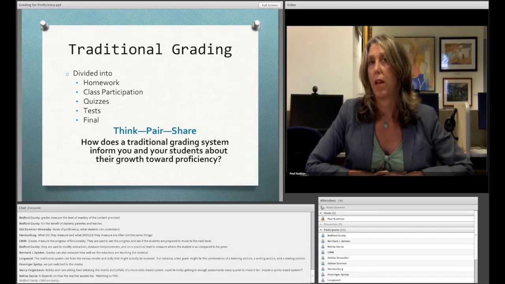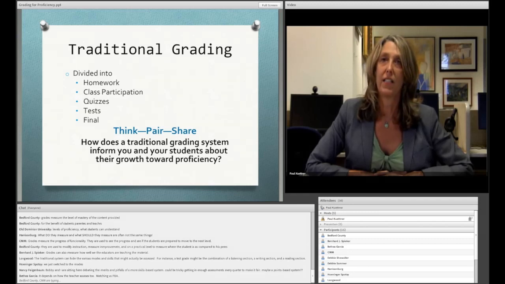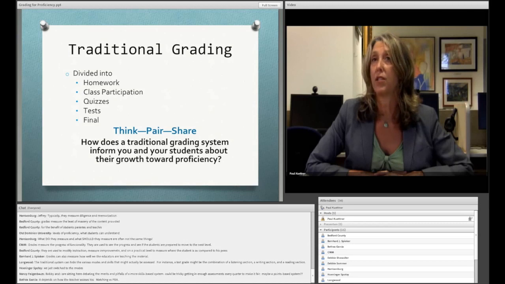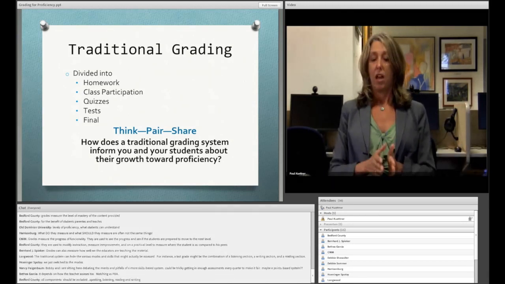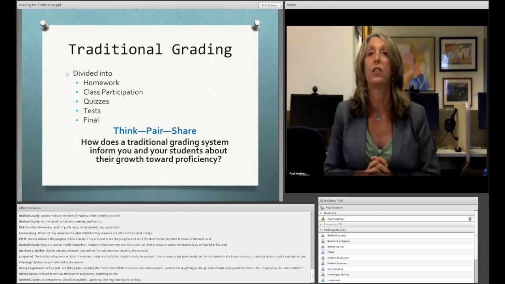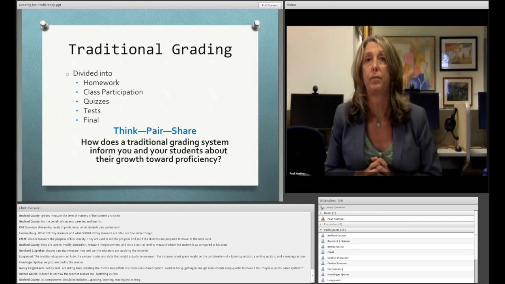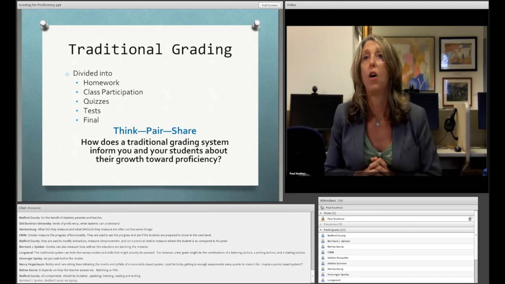Also, as Virginia Beach weighs in, they say, you know, if a teacher assesses using a matching or a fill in the blank or a Scantron, or a teacher assesses using a performance-based assessment that is more easily parsed into skills and modes, that may affect whether you can institute a skills-based grading system. I agree. All components should be included: speaking, listening, reading, and writing.